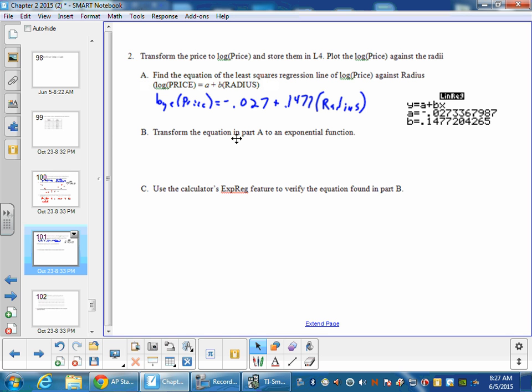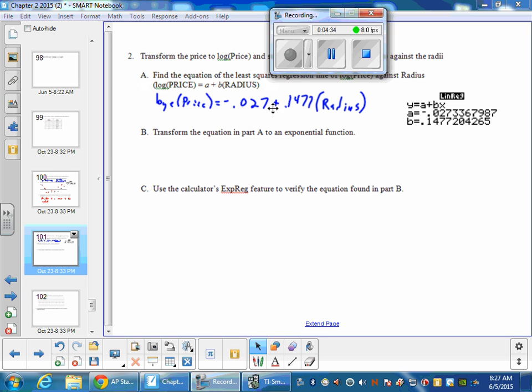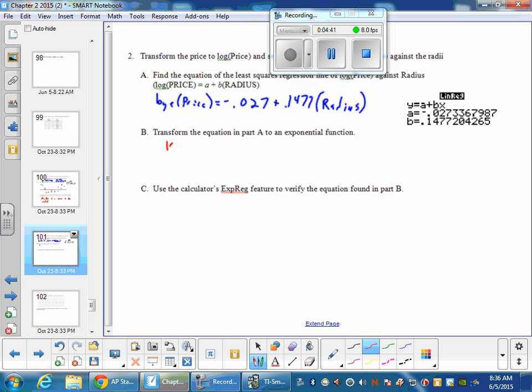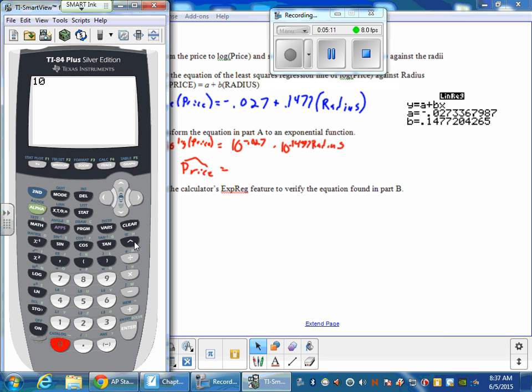Now, if I want to transform this into an exponential function, I need to take 10 to each power. We take 10 to each side, so 10 to the log of price, and then 10 to the negative 0.027 times 10 to the 0.1477 times radius. Now, 10 to the log of price is just price, and we should say predicted price. And then over here we have 10 to the negative 0.027, and then 10 to the 0.1477.